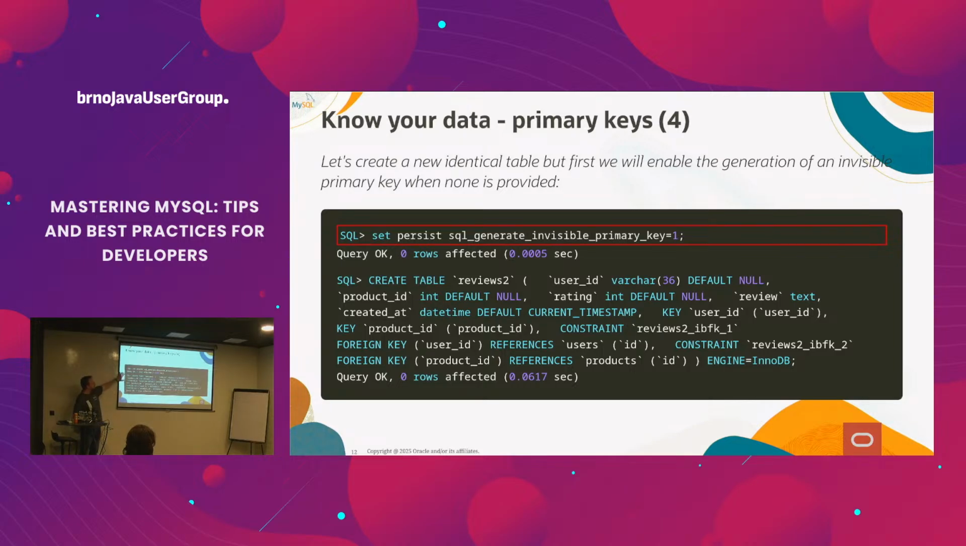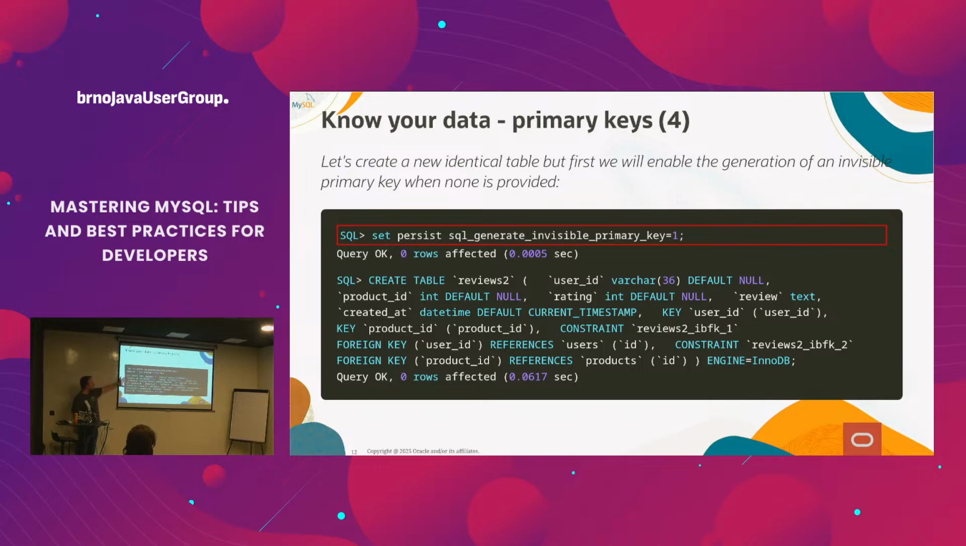We will create the same table, but I will call it review 2, just to see the difference and to not modify the data we already have in review. I create the table, and as you see, I just cut and pasted the creation statement of the previous one, and I just changed the constraint names because they need to be unique in the full database. So I just add a 2 there.